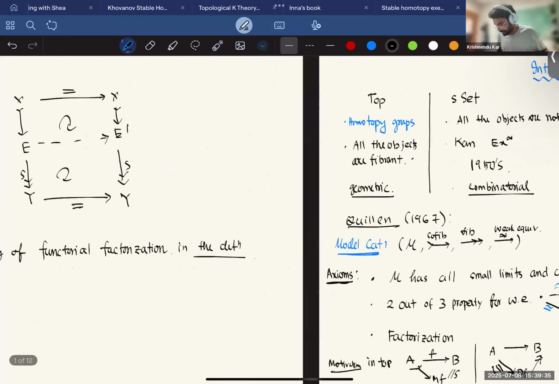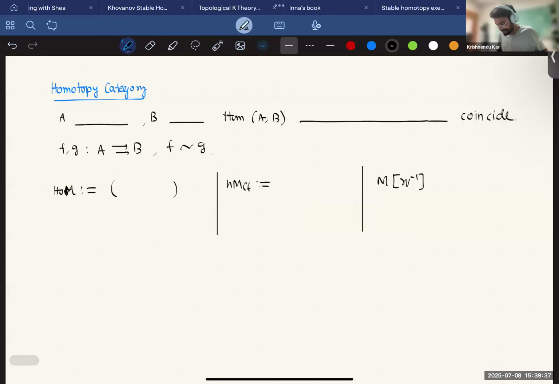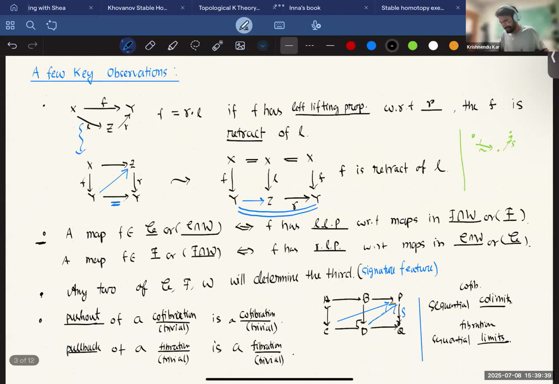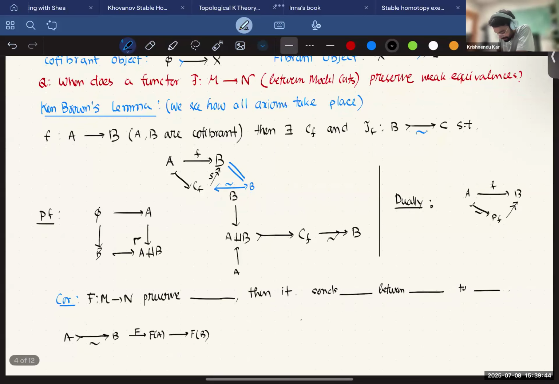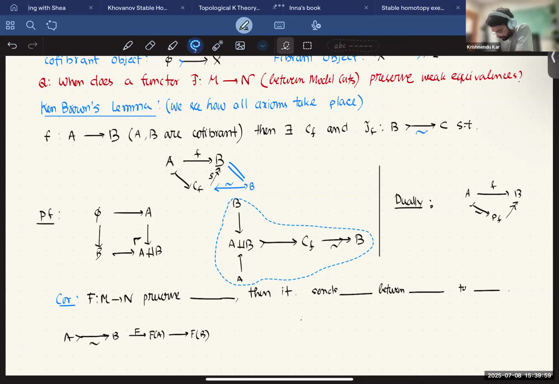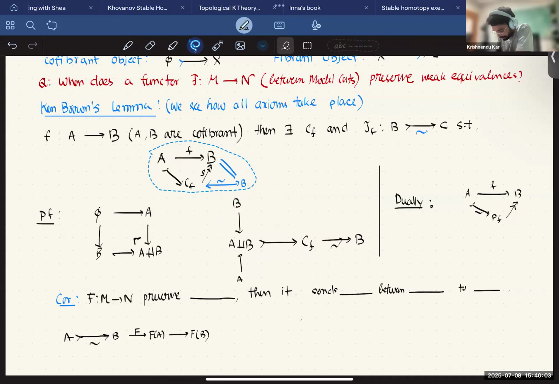Okay. Let's just forget all that and let's just see the proof of the Kan-Brown's lemma. So what we are trying to construct is a map from B to CF, such that this diagram commutes. This entire diagram commutes. This is what we are trying to show.